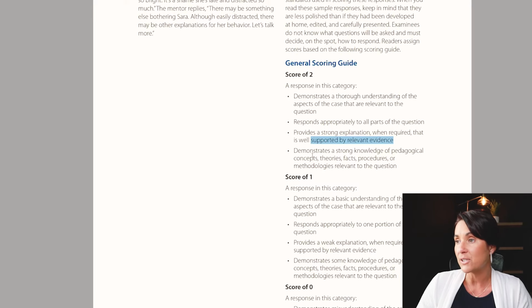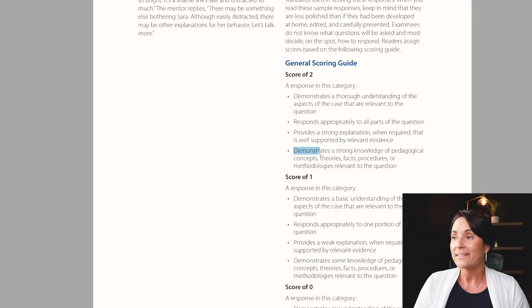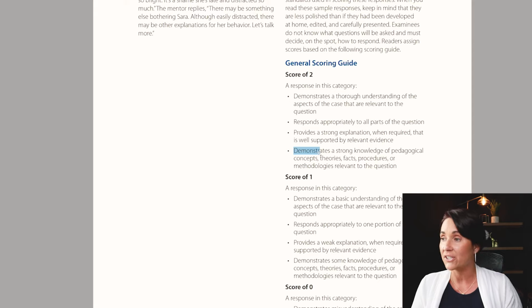And then the 4th bullet says demonstrates a strong knowledge of pedagogical concepts, theories, facts, procedures, or methodologies. This is where you're going to have to use your pedagogical understanding, which is, do you understand teaching? Now, these are just big words for things like differentiated instruction, scaffolding, supporting all students, helping with intrinsic motivation, and all of those things we talk about in regards to this test. So that would help you get a 2 in that area, because all of those are the education words, the education practices that will help you get that good score there.